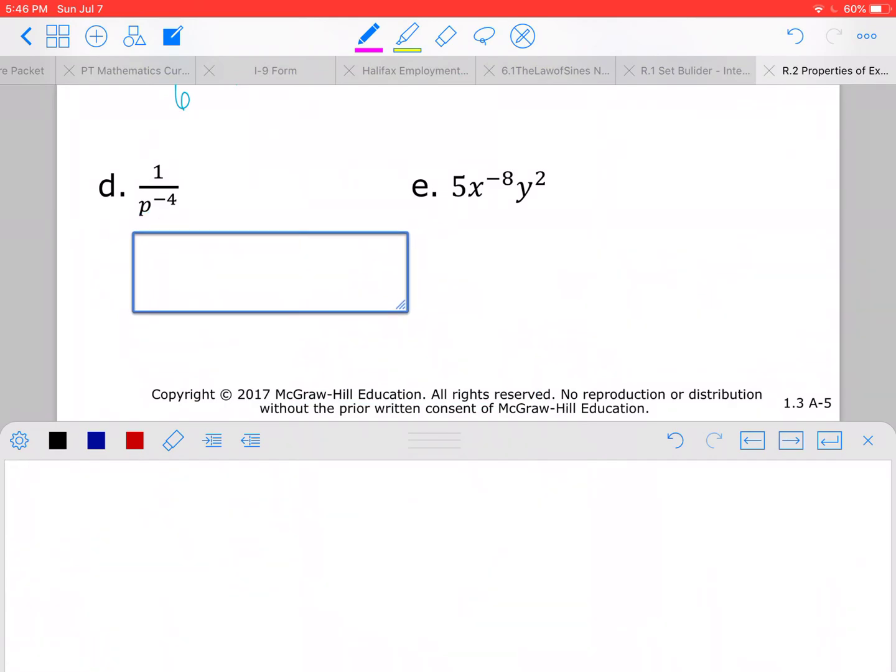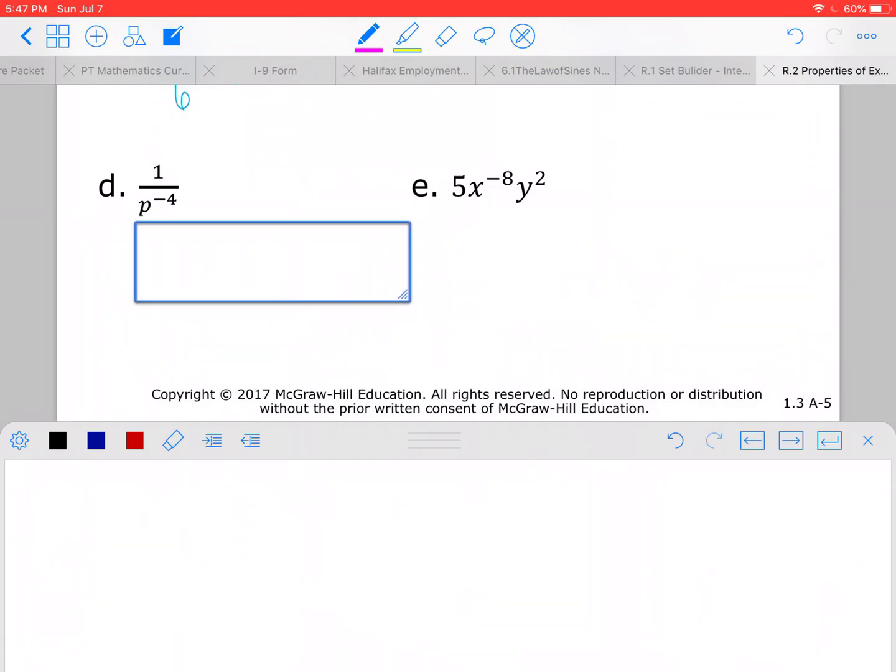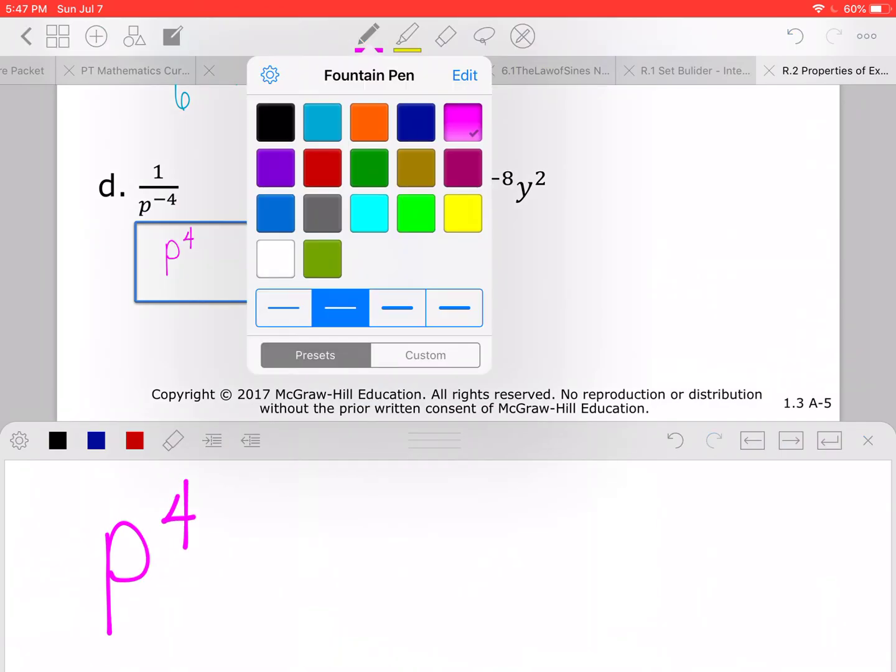Okay, we know that the negative exponent takes our number to the bottom of a fraction. Well, if it's already on the bottom, guess what? It takes it up to the top. We don't want to keep a negative on the bottom of a fraction. That's technically not allowed. So our p to the negative 4 goes to the top, and we just have p to the 4th, and that's it.